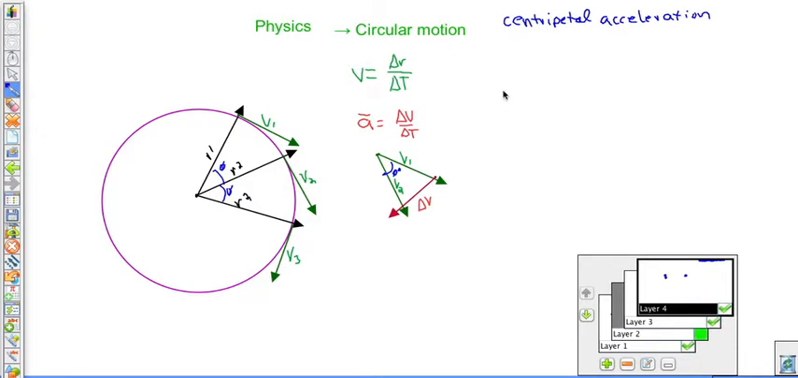Okay, so what does that mean? That means that the change in the radius over the change in time, which is the velocity, equals the ratio of the change in the velocity over the change in time. So these ratios are equal because these angles are equal, and these triangles that are made from this action are similar.